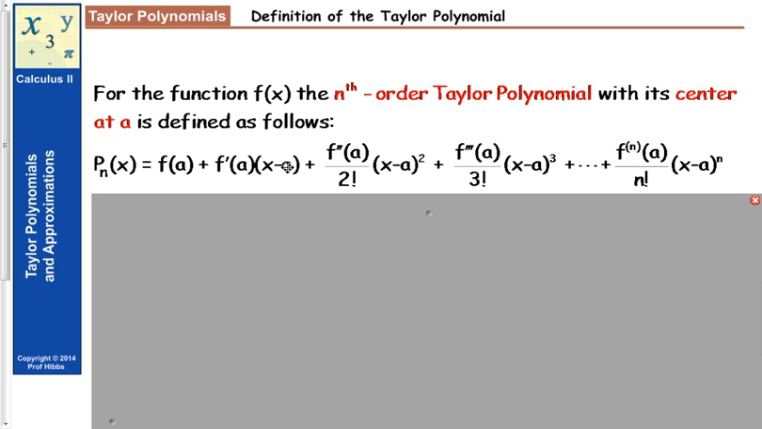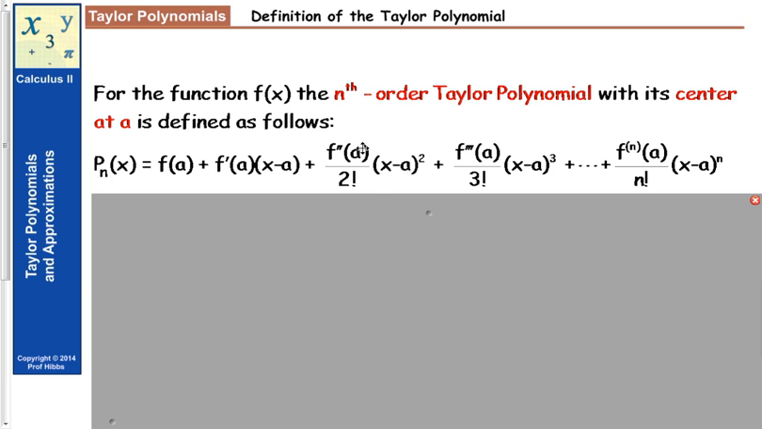Remember, a is the center. That's something that we know. Plus, this is f double prime. So we take the second derivative of the function f that we're creating the Taylor polynomial for, evaluated at a, which is the center, divide that by 2 factorial, and then multiply that fraction with x minus a, the center again, squared.